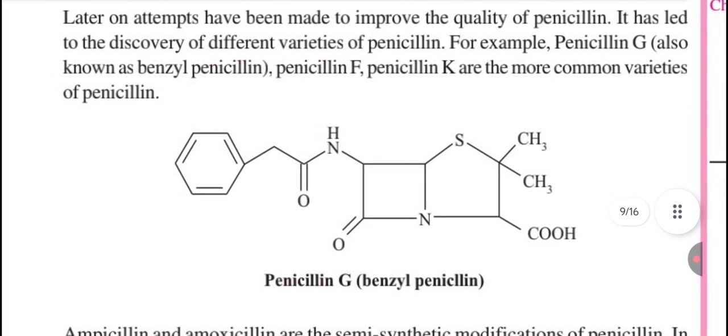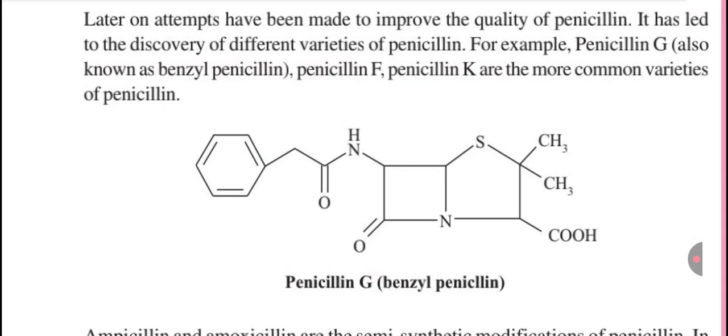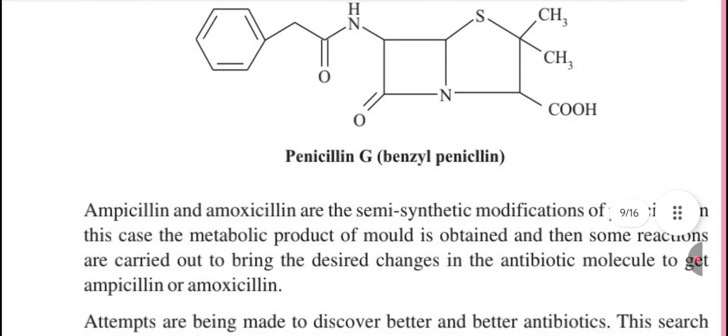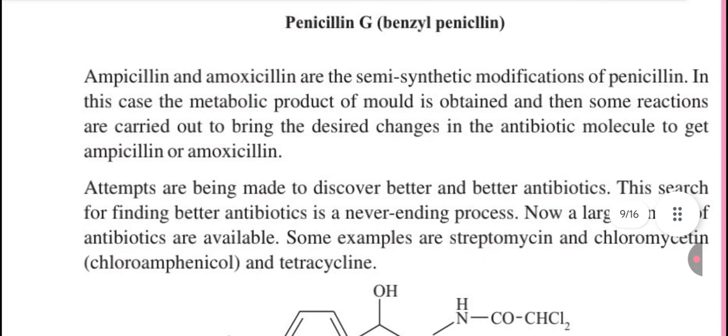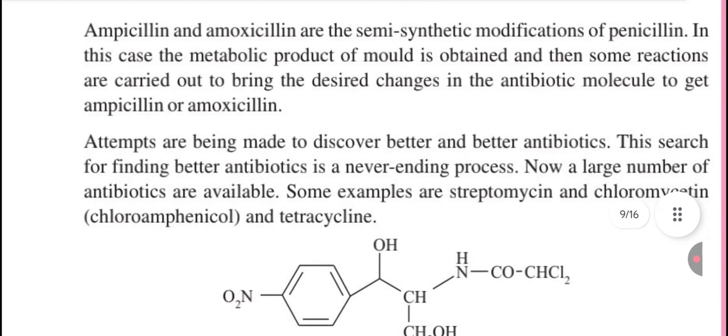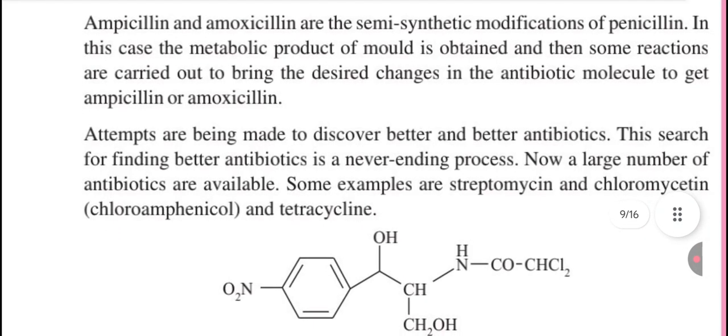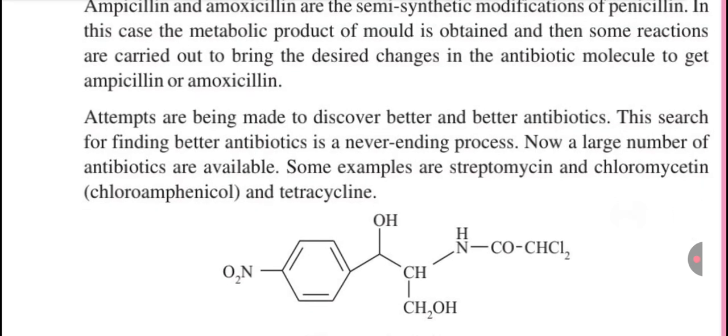Later on, attempts have been made to improve the quality of penicillin. It has led to the discovery of different varieties of penicillin. For example, penicillin G, also known as benzyl penicillin, penicillin F, and penicillin K are the more common varieties of penicillin. Ampicillin and amoxicillin are the semi-synthetic modifications of penicillin. In this case, the metabolic product of the mold is obtained and then some reactions are carried out to bring the desired changes in the antibiotic molecule to get ampicillin or amoxicillin.